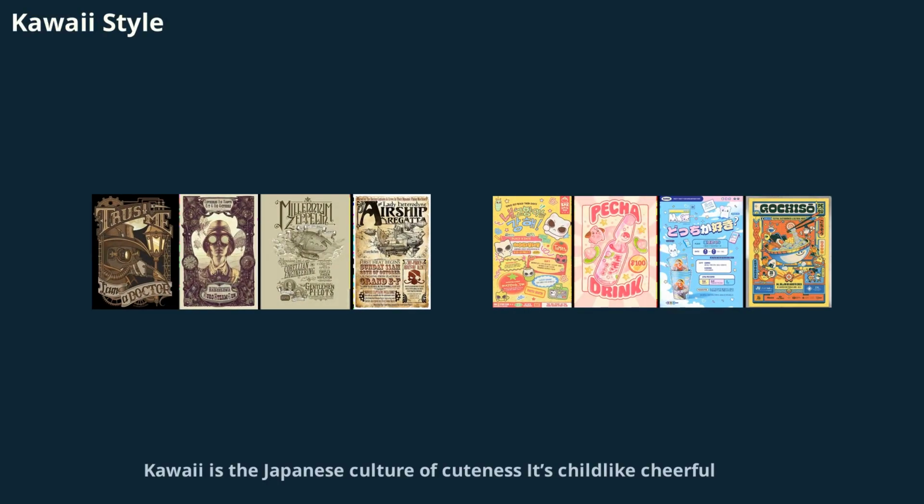Kawaii is the Japanese culture of cuteness. It's childlike, cheerful, and full of charm. Designs often feature adorable characters with simple features, soft colors, and positive vibes. Core elements are pastel colors, rounded icons, baby faces, blushing cheeks, and handwritten type. The mood is sweet, innocent, and joyful, great for stationery, kids' products, and whimsical branding.